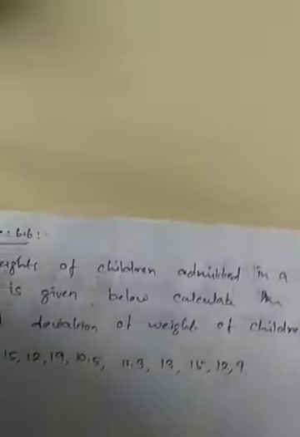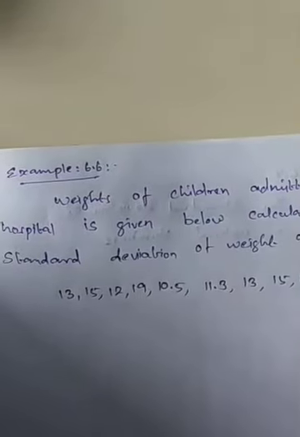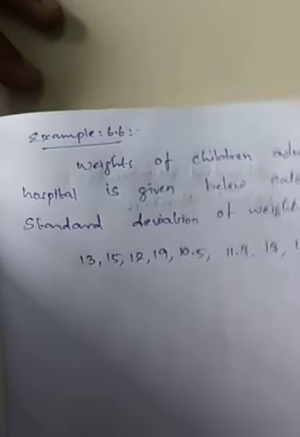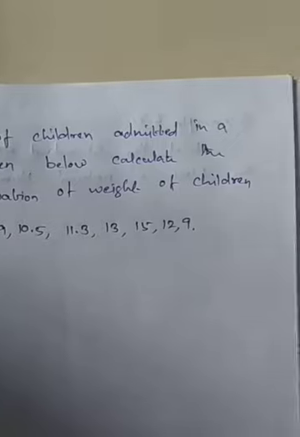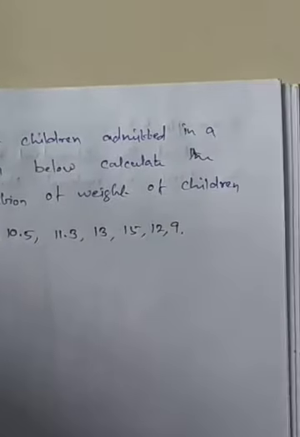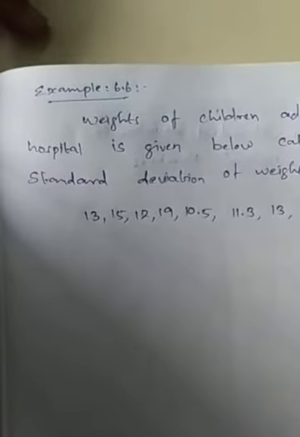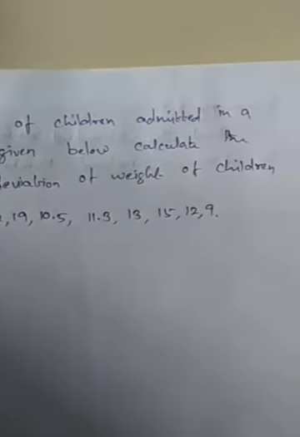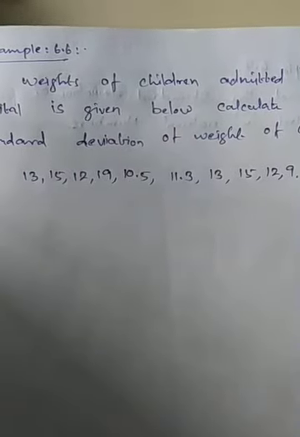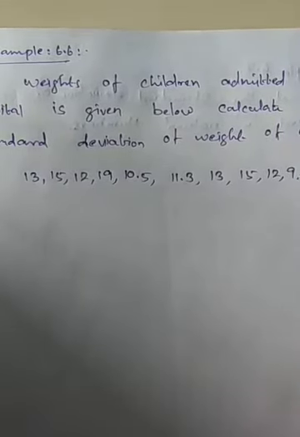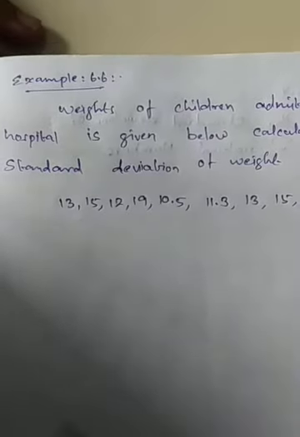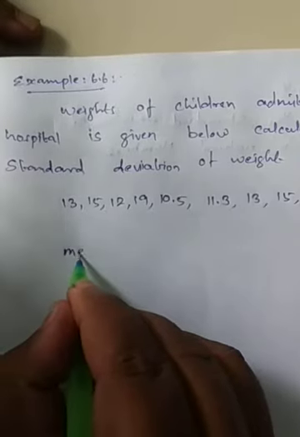Next we go to the next problem, example 6.6. The weights of children admitted in a hospital are given below, and we need to calculate the standard deviation of the weights of the children. The data is given. Here again we follow the same process. We need to find the mean first.